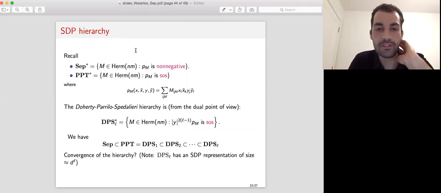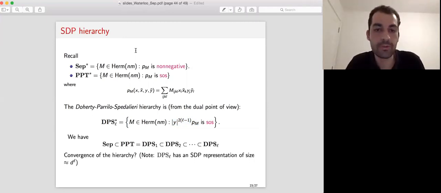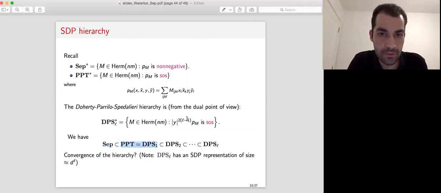If I go back to the primal space, I have these inclusions: SEP is included in PPT, and PPT is exactly equal to DPS_1, if you just plug in L equal to 1 here. In general, DPS_1 is included in DPS_2, and so on and so forth.